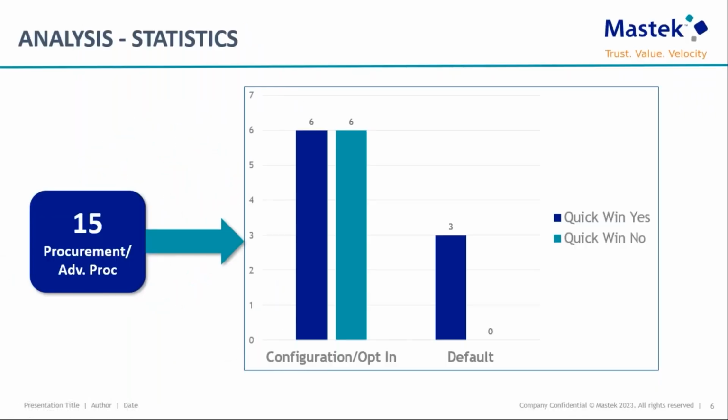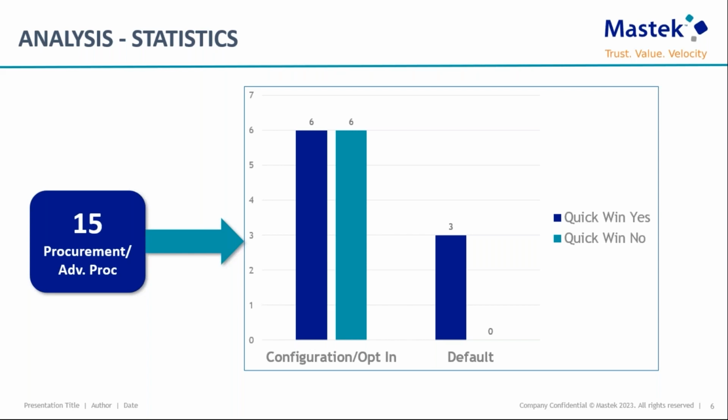So overall, there are 15 updates for procurement and advanced procurement. We have bifurcated these updates into two parts. Some of the updates are default, and some need to be configured or opt-in. Out of 15, there are a total of 12 updates that need to be configured or opted in, and 3 updates which come as default. Out of these 12 configuration or opt-in required updates, 6 fall under the quick win category, and 6 do not fall under the quick win category.